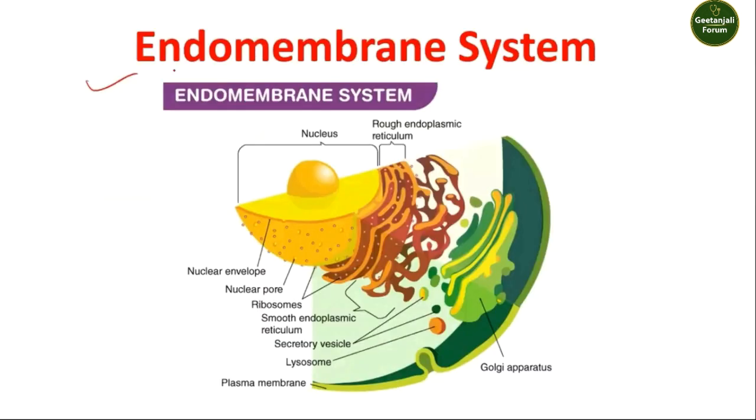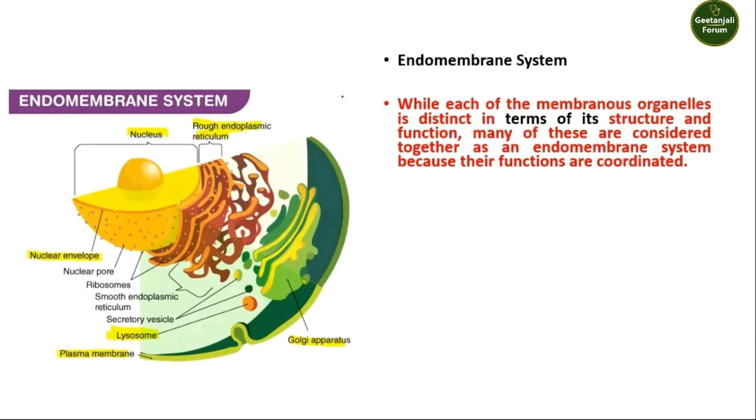Next cell organelle is endomembrane system. In eukaryotic cells, there are several membranous organelles such as mitochondria, endoplasmic reticulum, Golgi bodies. Their structure and function is different from each other, but together we consider them as endomembrane system because their functions are coordinated.